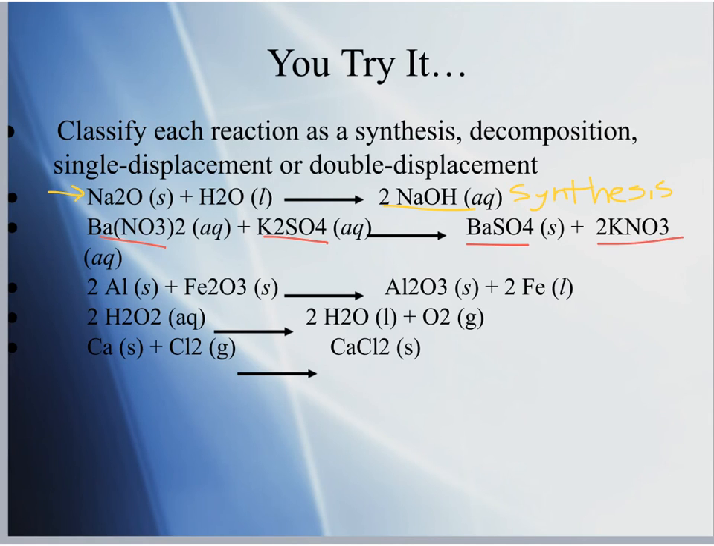The second one is a compound and a compound making different compounds. We can see that, for example, barium is switching partners or switching places with potassium. So instead of barium nitrate, we have barium sulfate as a product, and then potassium, who was with sulfate to start, is now with nitrate in the end. So we call this one a double replacement.